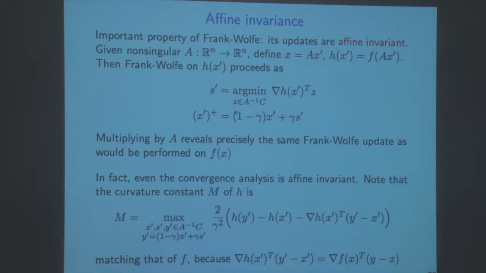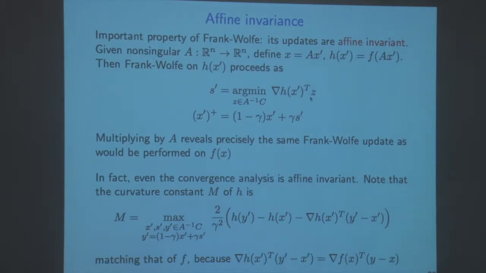Here, since we've changed coordinates, you can check that the constraint set now is A inverse times C, right? Because in this coordinate system, you have to multiply by A to get to the previous one. So if we multiply z by A, we get that Az is in C. That's why, in other words, z is in A inverse C. And then this update is as before. So what we're going to claim is that this is the exact same update that we saw before.